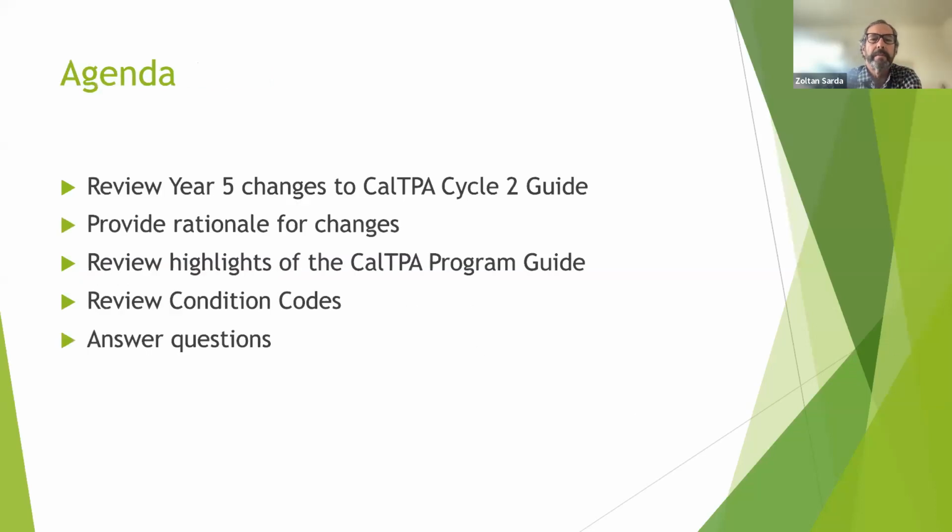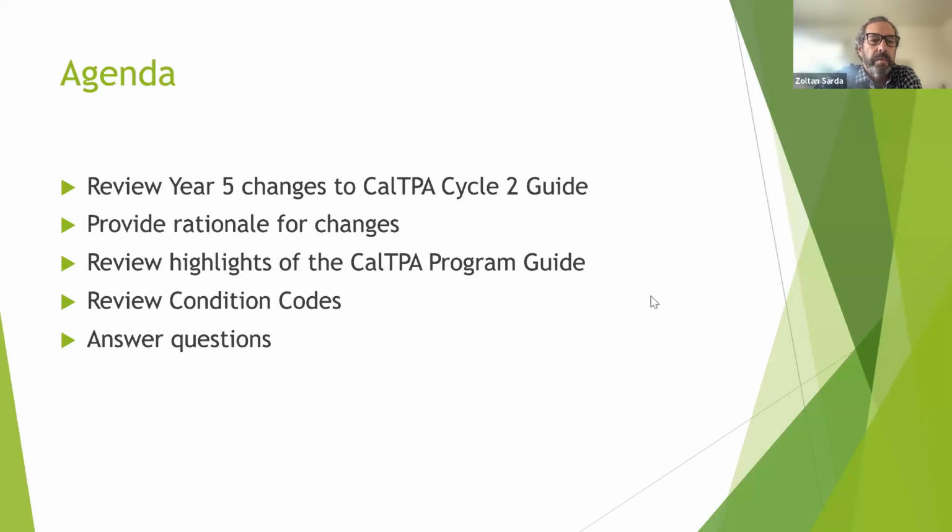Okay, so today we've got a very similar agenda to earlier in the week with cycle 1. For those of you who joined us for cycle 1, again, this is being recorded. It will be put up probably Monday onto the YouTube site, so you'll have it for your reference as well. But we'll look at the year 5 changes to the CalTPA cycle 2. We'll provide wherever possible the rationale for those changes. We'll look at the program guide, and we'll actually do pretty much a deep step-by-step run through the guide as well.